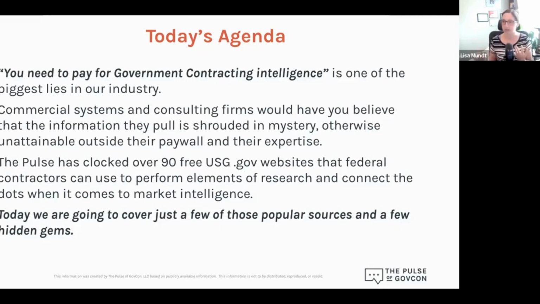You know, there are commercial systems and there are consulting firms like ourselves that really make it feel like this information is shrouded in mystery. But it is attainable without paywall and without paying for expertise. So we've actually clocked it at over 90 .gov free websites that contractors can use when it comes to research and connecting the dots when it comes to market intelligence.